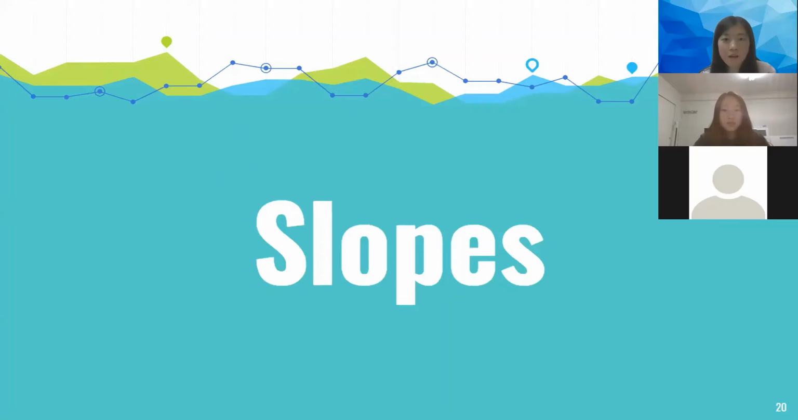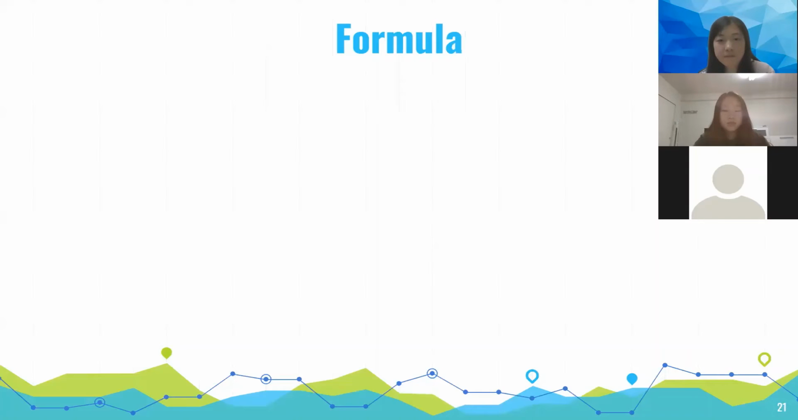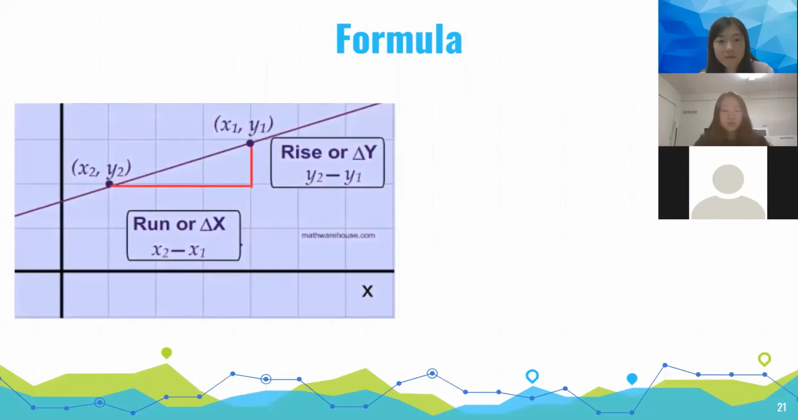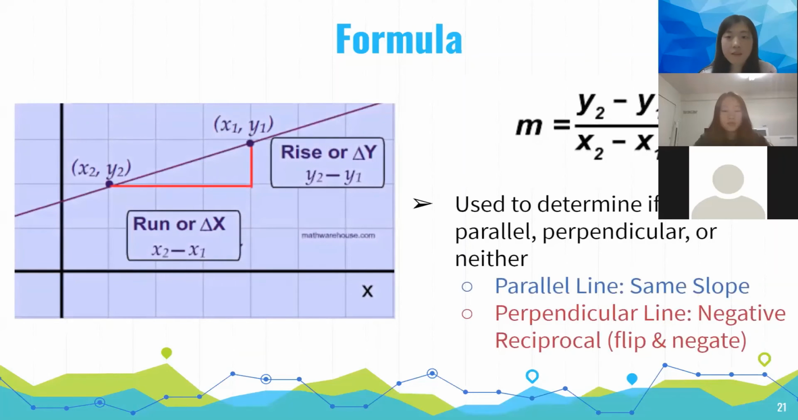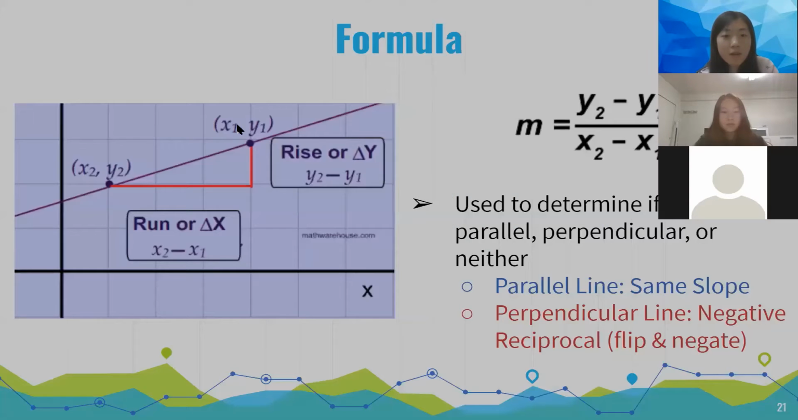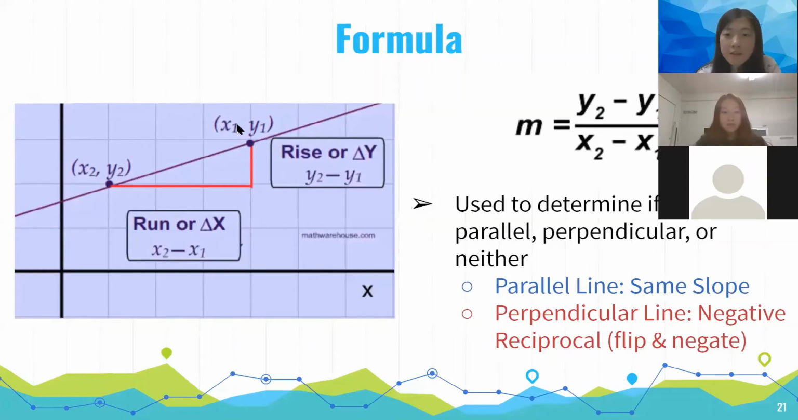So the next part we're going to learn about are slopes. This is the slope equation. It's the rise over run. And then in geometry, slope is used to find parallel lines and perpendicular lines. Parallel lines have the same slope, while perpendicular lines have negative reciprocals. And negative reciprocals are numbers that you have to flip and negate.